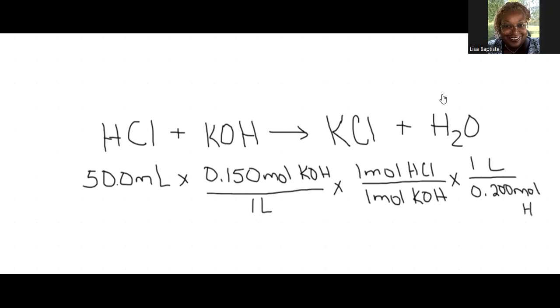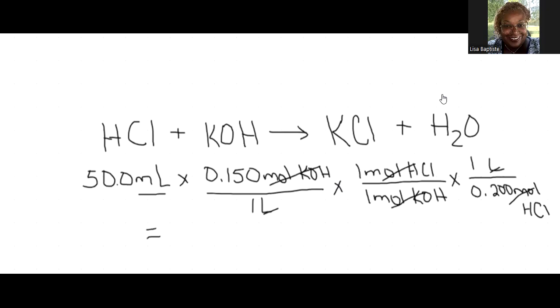All right. So now we want to cancel out the units that are the same. So we have moles of KOH. We cancel those out. We have moles of HCl. We're going to cancel those out. And the liters we're going to cancel out. We are not canceling out the numbers, just the units. So the units we are left with are milliliters. And that's what we want for this problem.